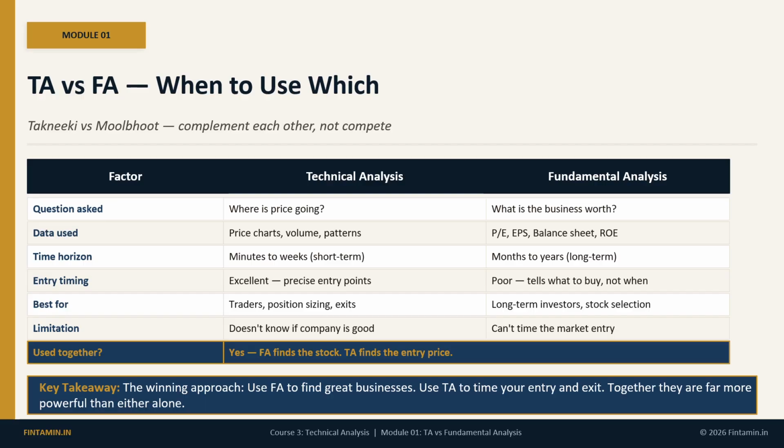For example, imagine you analyzed HDFC Bank and decided it is a great business. Fundamental analysis says buy. Now, technical analysis tells you the best price level to buy at, near its 200-day moving average or at a key support. That is the combined power.